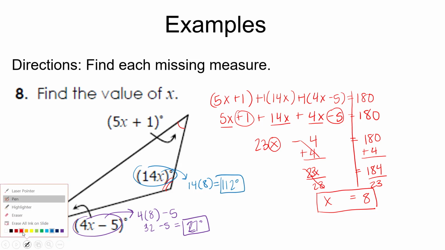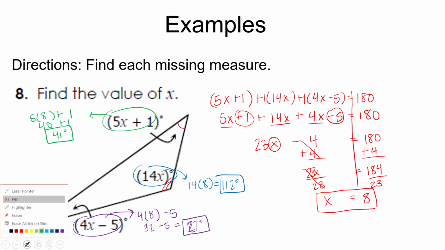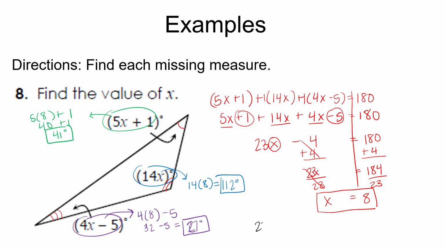And then last one is 5x plus 1. So I'm going to replace the x again with an 8. So 5 times 8 plus 1. 5 times 8 is 40 plus 1, which is 41 degrees. Okay, so those are my three angle measures, 27 degrees, 112, and 41. Just to make sure that that makes sense, I'm going to go ahead and add them all together just to double check. So if I have 27 degrees plus 112 degrees plus 41. And when I add those together, I do end up with 180 degrees, so I know that I'm on the right track.